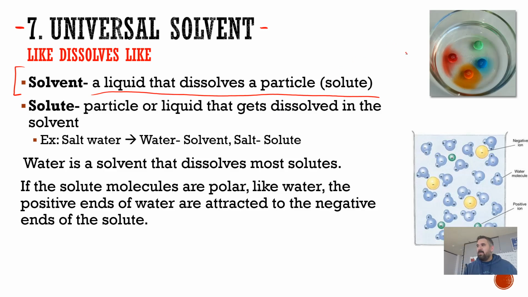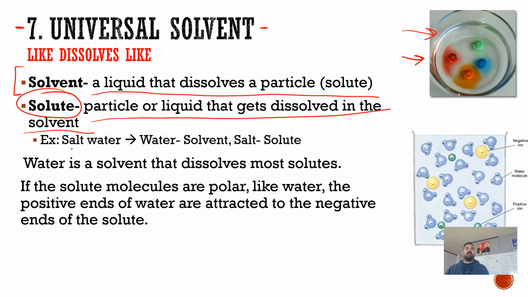So you can take a look here. We have water with M&Ms in it. So in this solution right here, what is water? Is it the solvent or the solute? It's the solvent. And then the solute is going to be what? The M&Ms. Good. So the solvent is the liquid that dissolves a particle, and the solute is the particle or liquid that gets dissolved in the solvent. So example, salt water. Which one is the solvent? Water, good. Which one is the solute? The salt.